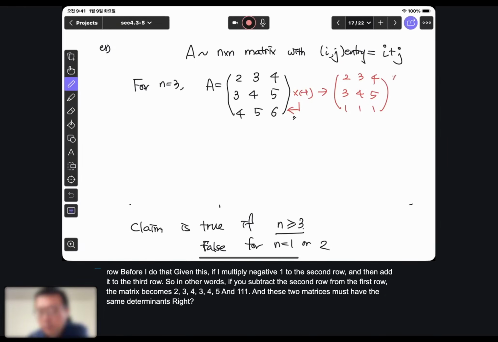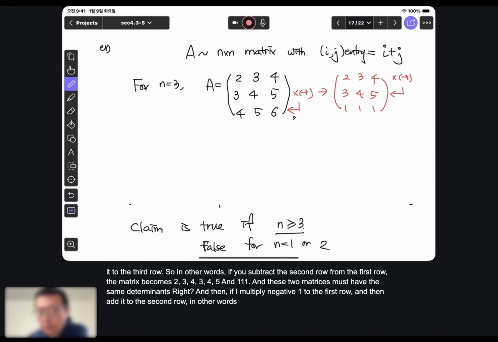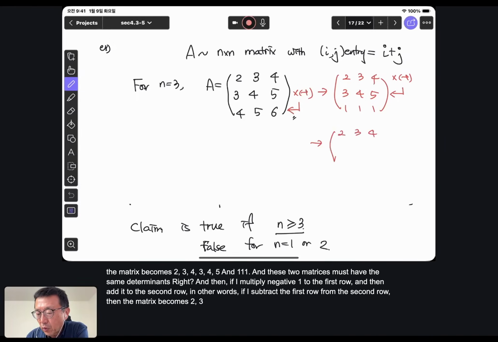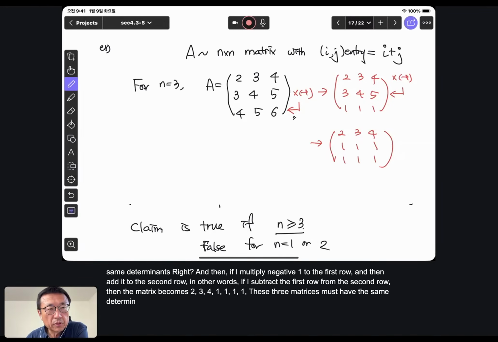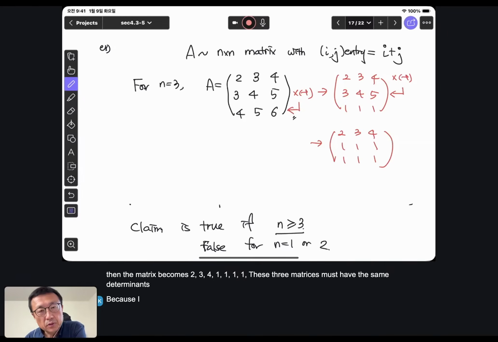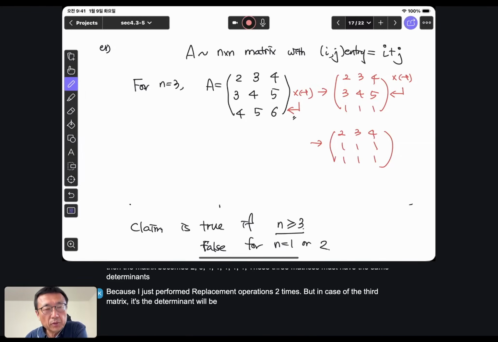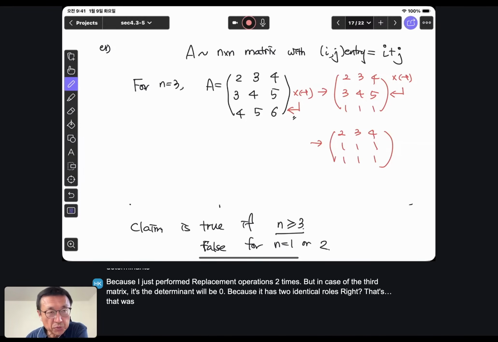And then if I multiply -1 to the first row and then add it to the second row, in other words, if I subtract the first row from the second row, then the matrix becomes 2, 3, 4, 1, 1, 1, 1, 1, 1. These three matrices must have the same determinants because I just performed replacement operations 2 times. But in the case of the third matrix, its determinant will be 0 because it has 2 identical rows, right? That was one of the statements we just observed.